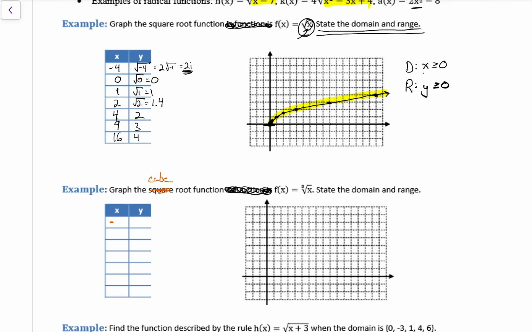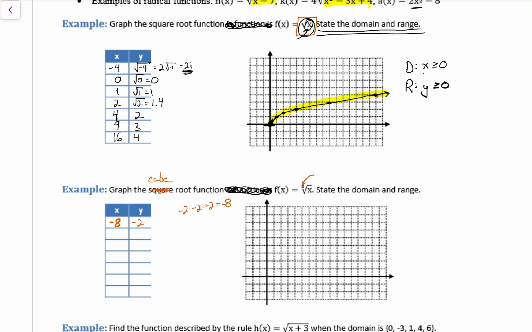I can go into the negatives here, and I'm going to use 8 because I know the cubed root of 8 is 2, because 2 times 2 times 2 is 8. But this is the cubed root of negative 8. We can take cubed roots of negatives because a negative times a negative times a negative is in fact a negative. So we can put negatives into cubed roots. In fact, with odd roots, we can use negatives. Even roots, like a square root or fourth root, we cannot use negatives.